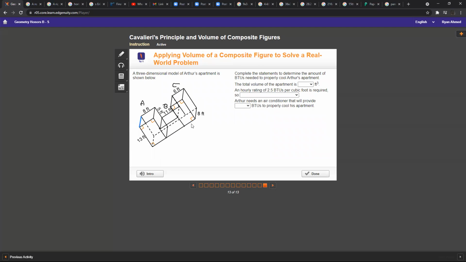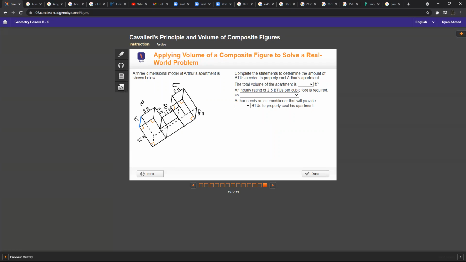It is 8. Since over here the height is there. Good call. Whenever we're trying to find the volume of a rectangular prism, we just have to find the product of the 3 dimensions. So this would be 8 times 8 times 13.